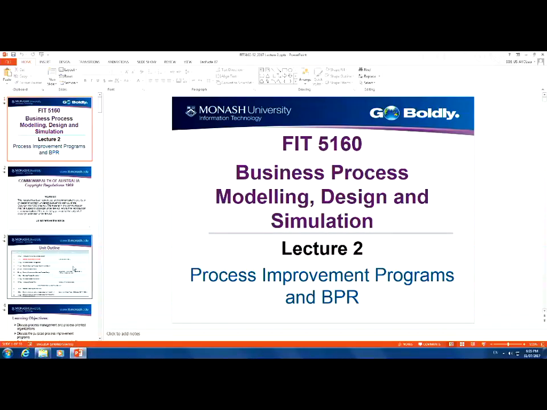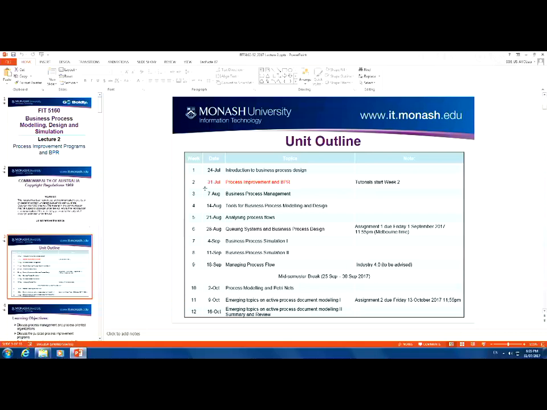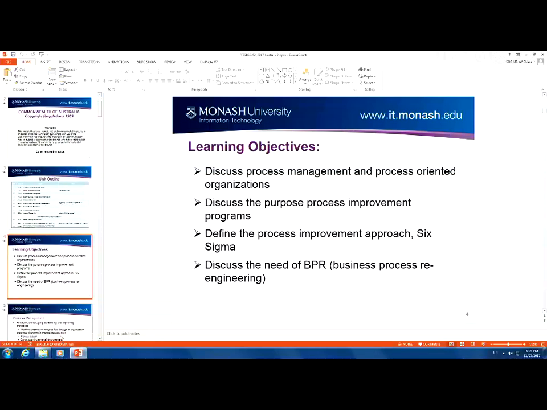Okay, and that is today's one. Process improvement and BPR. All right. And the learning objective, essentially 4 learning objectives that we are going to achieve, hopefully by the end of this lecture. First of all, we'd like you to be able to discuss what is process management and how a process-oriented organization views process management.